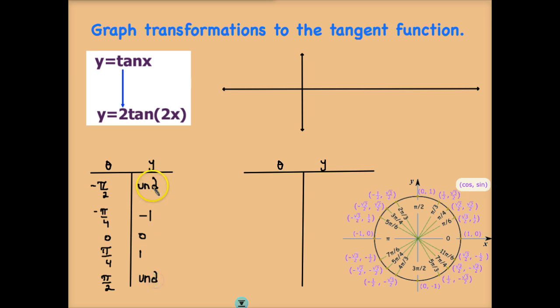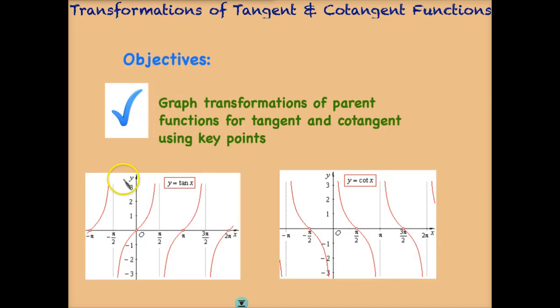Anywhere where we see undefined, that'll be an asymptote. Notice at negative pi over 2 and positive pi over 2, if I come back here to my graph, you can see that I could draw in an asymptote here, and I could draw in an asymptote here. And my tangent function, the end behavior, would come up and get very close to that asymptote on either end, but never cross.